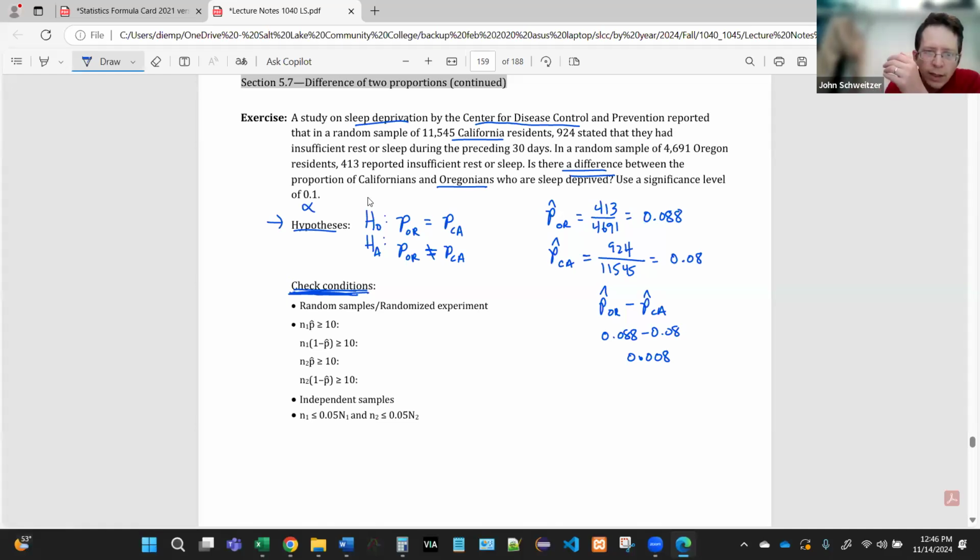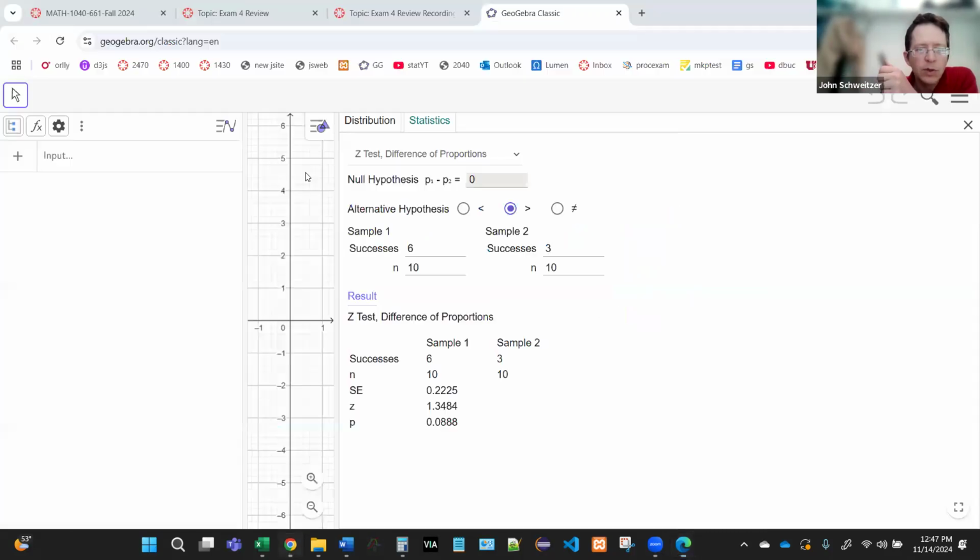So if certain conditions are met, and these are the conditions, we don't have time today to prove these, but I did show you how to do this, so you should be able to check those. If certain conditions are met, then both of these will be normally distributed, which means the difference between them will be normally distributed. Okay, so we can use the z-distribution. So come over here to GeoGebra.